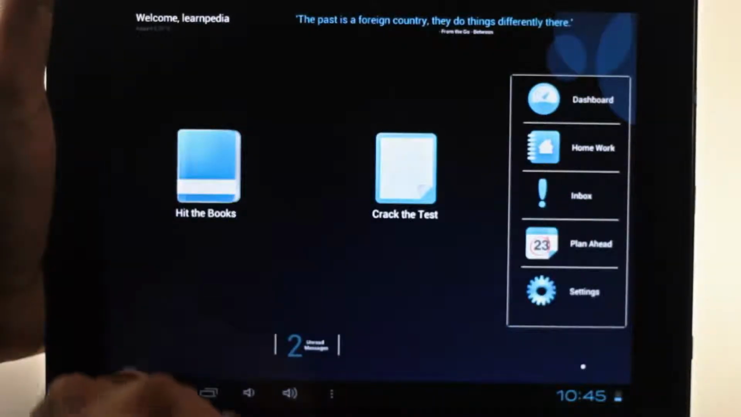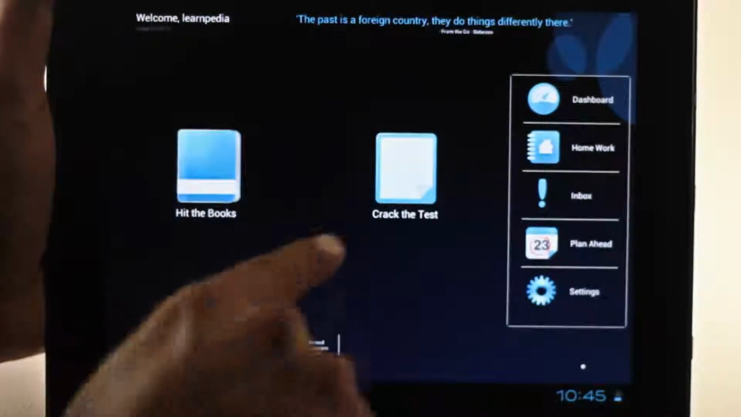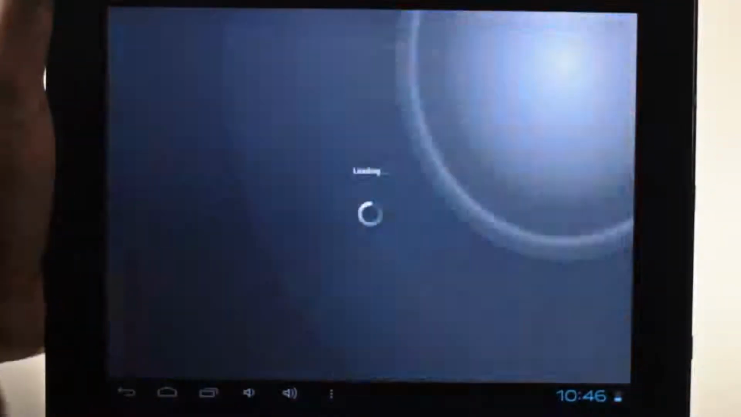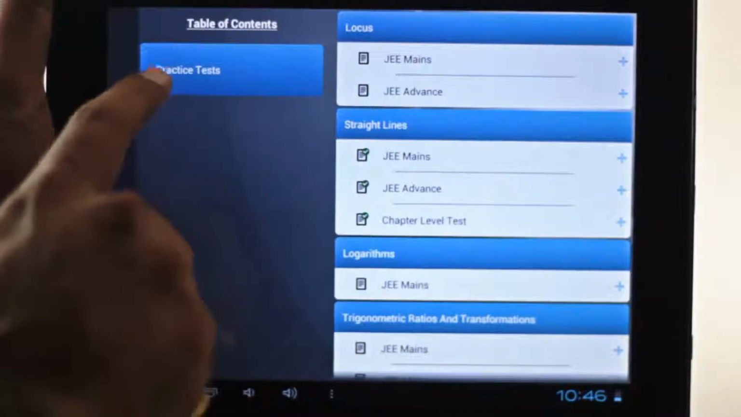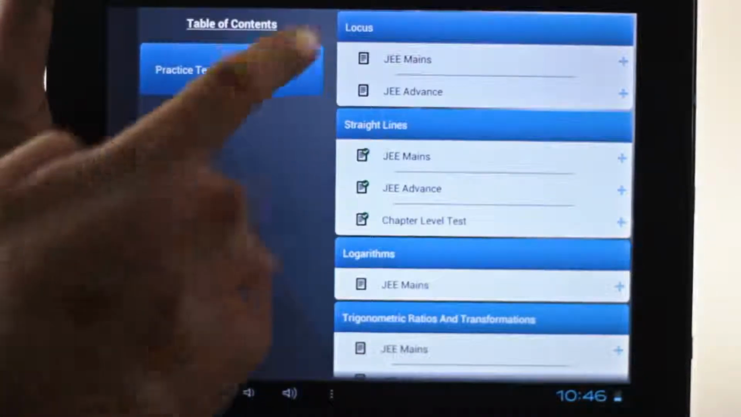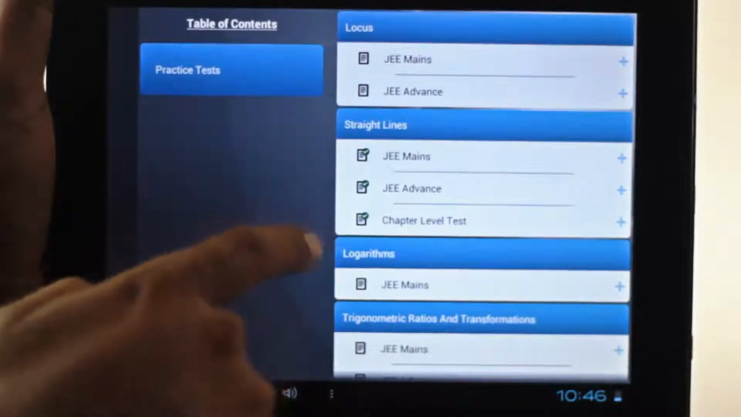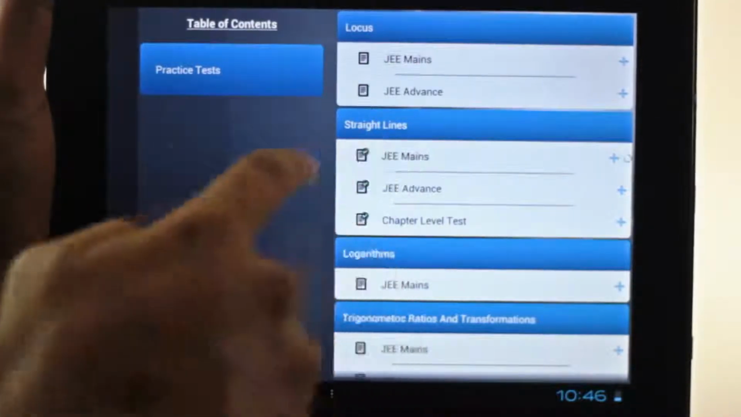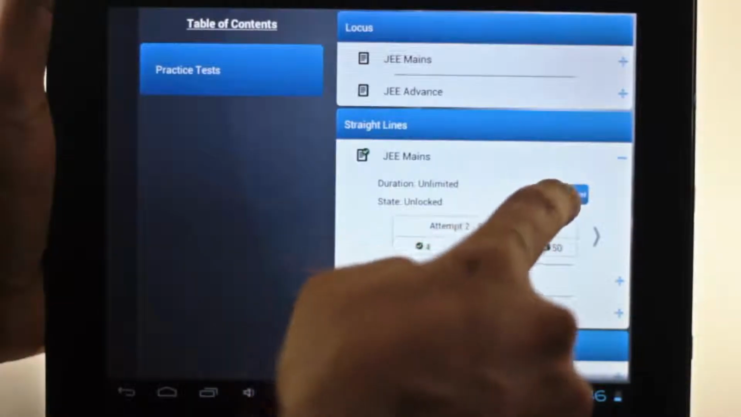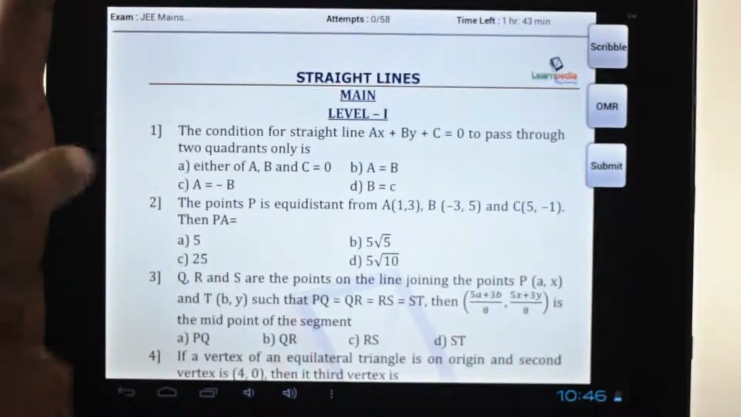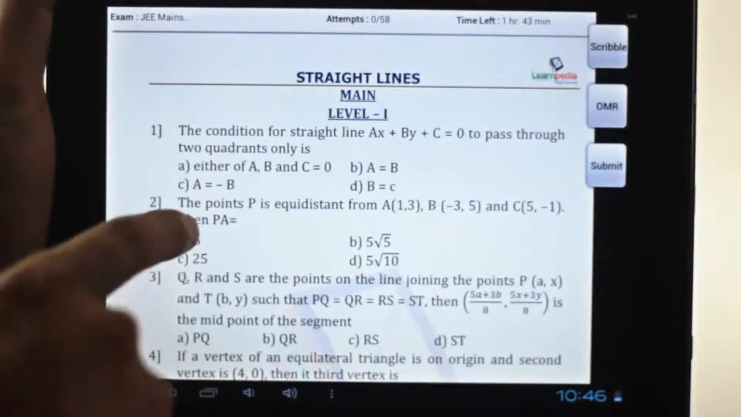Let's go to the next feature of JEE Studymate. Crack the test. So let me hit mathematics. You can see you have enough practice tests out here: JEE Mains and JEE Advanced for locus, straight lines, JEE Mains, JEE Advanced, chapter level test, and so on. Let me take you to JEE Mains. Take test. So basically this is more of a practice and less of a test.